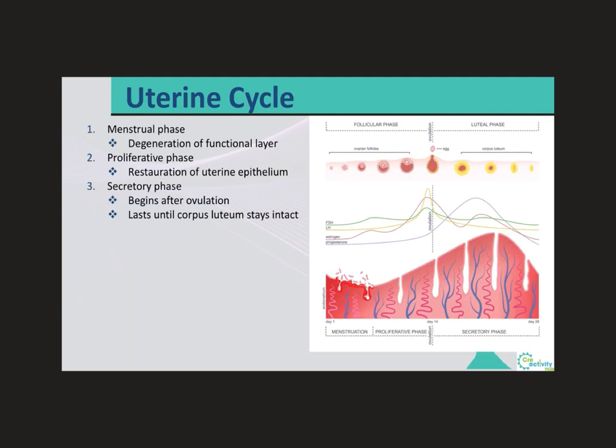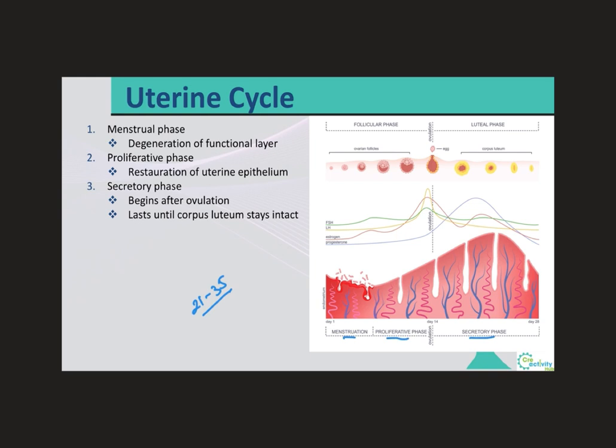Now let's cover the uterine cycle, which can also be called the menstrual cycle, and it will average about 28 days in length, but it can definitely range between 21 and 35 days in normal individuals. The uterine cycle will be divided into 3 phases. We have the menstrual phase, the proliferative phase, and the secretory phase.